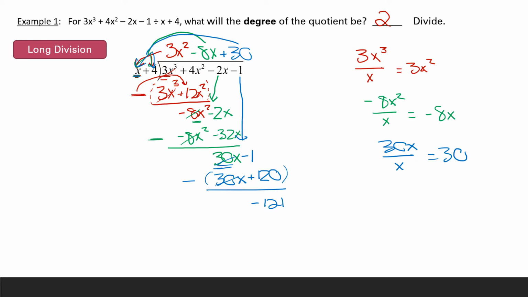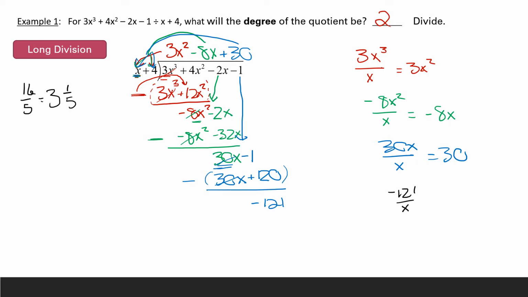I can't take negative 121 and divide it by x. So this part doesn't go, right? This is like when we had 16 over 5, and the answer was 3 whole, and whatever we had left over, the remainder, was 1 over 5. Didn't have a whole left there. So I'm going to write out my answer.